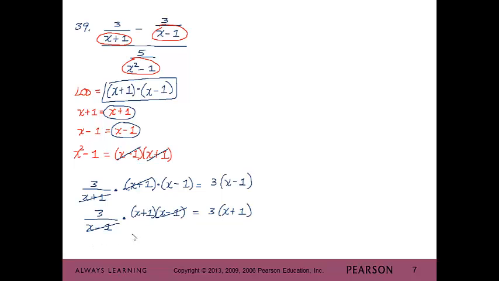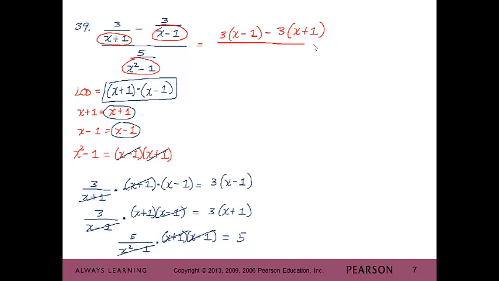And then the last one, 5 over x squared minus 1 times x plus 1, x minus 1. Well, x squared minus 1 is the same as x plus 1, x minus 1, so they all cancel, leaving us with 5. And then we can rewrite our expression. And this can become 3 times x minus 1 minus 3 times x plus 1, all over 5.